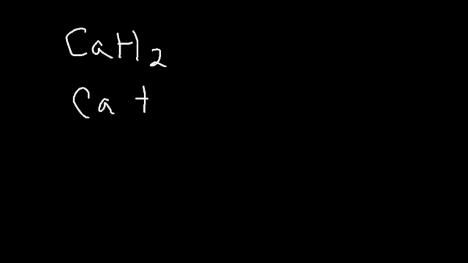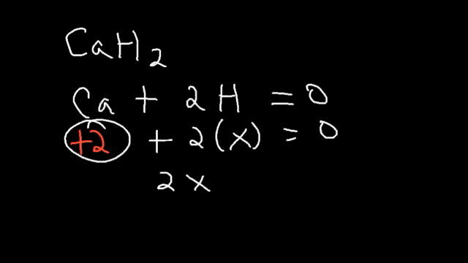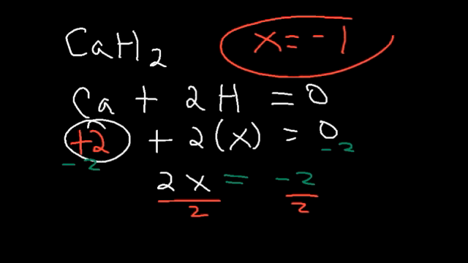So if we were to write an equation, we would have to set the net charge to 0. Now calcium is in group 2 of the periodic table, so it has a +2 charge. And so we're solving for hydrogen in this case. Since hydrogen is bonded to a metal, it's not going to be +1. If we subtract both sides by 2, we're going to get -2 on the other side. And if we divide both sides by 2, you can see that hydrogen has an oxidation state of -1 when it's bonded to a metal. When it's bonded to a nonmetal, like an acid, it's +1.